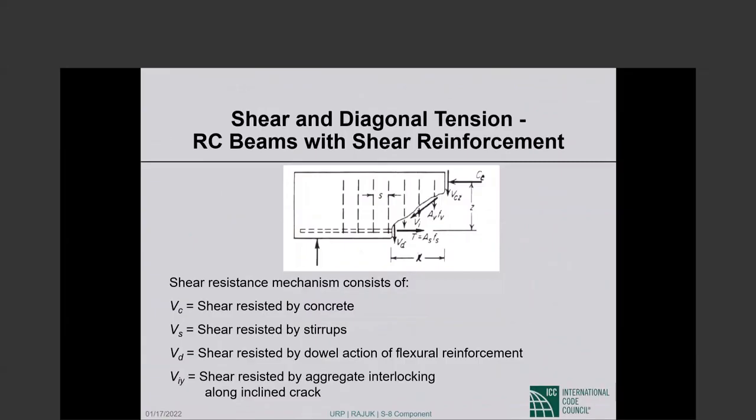Now we come to shear and diagonal tension in reinforced concrete beams with shear reinforcement. Okay. That is the shear reinforcement, as you see in the picture. The same diagonal crack, same uncracked concrete section. This is the aggregate interlock force. This is the shear carried by dowel action and so forth. So the shear resistance mechanism consists of V sub C, shear resisted by the concrete as before; V sub S, shear resisted by the stirrups, that is new; V sub D, shear resisted by dowel action of flexural reinforcement; and V sub IY, shear resisted by aggregate interlocking along the inclined crack.